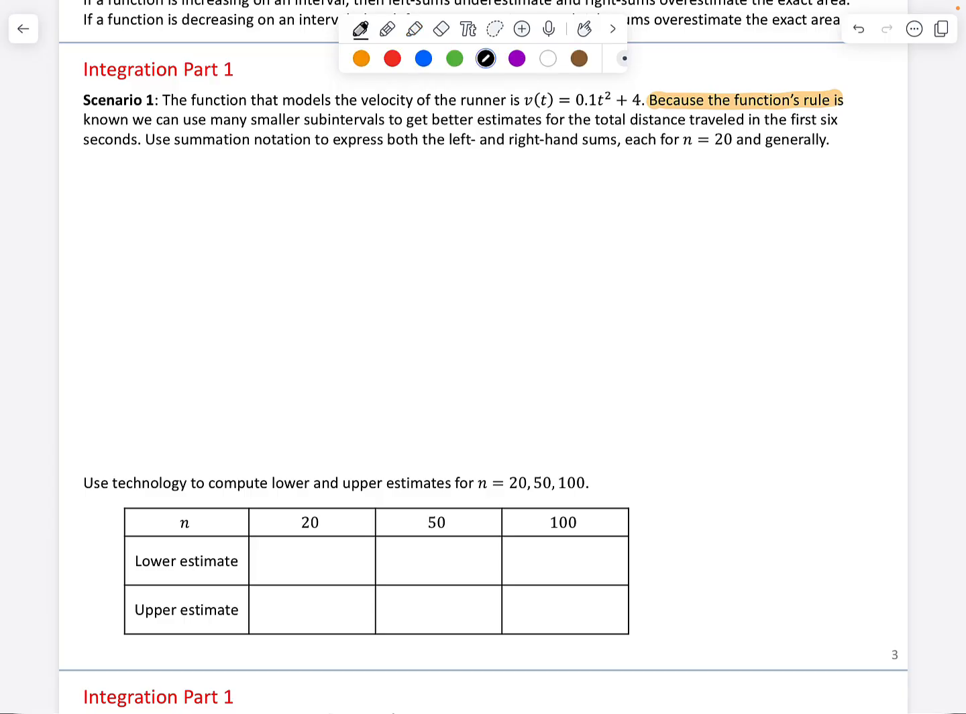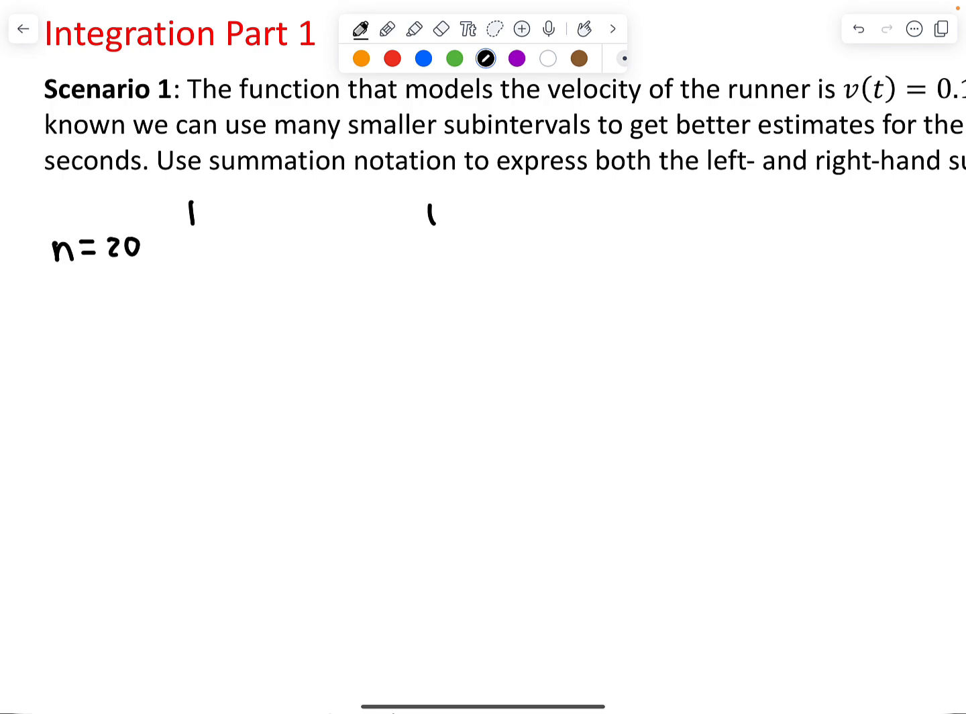This time I'll do this without a visual. So when n is 20, we want to go from time 0 to time 6, and we want to break this into 20 subintervals. I won't show all of them, but the first one will be t sub 0, the last time will be t sub 20. Then we'll have t sub 1, t sub 2, etc., and the last few, working backwards, t19 and t18.